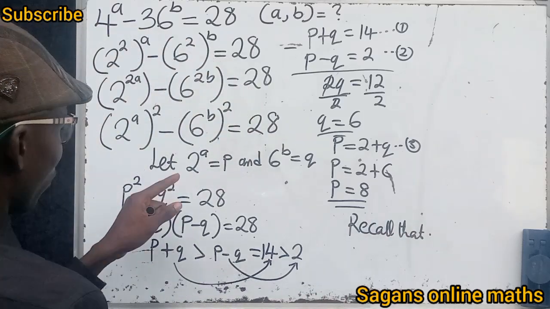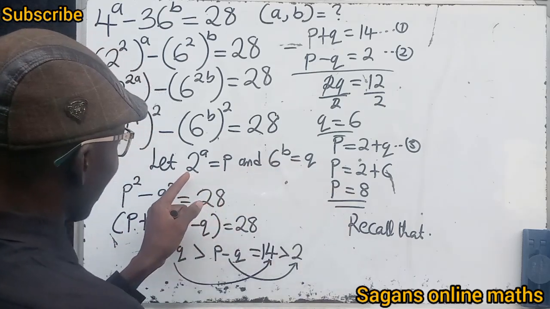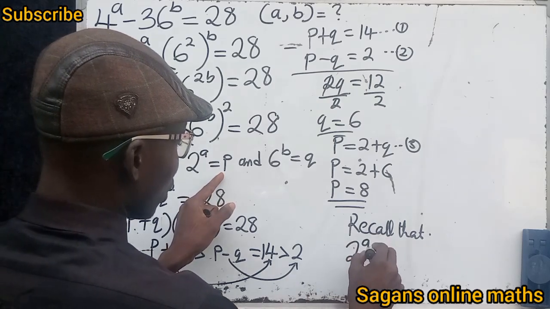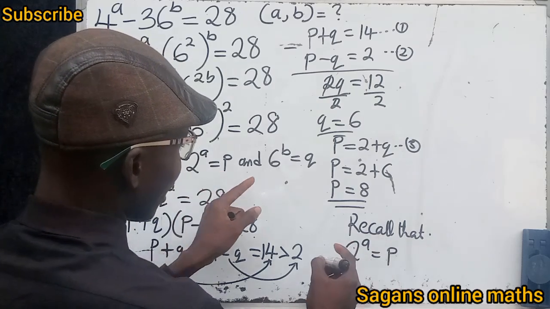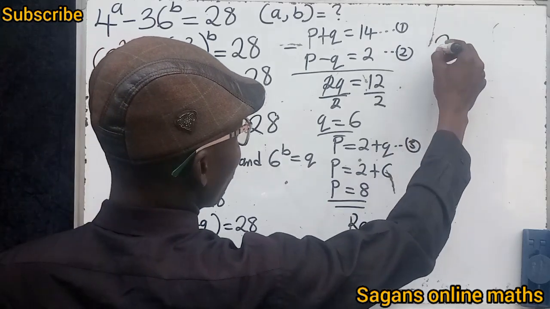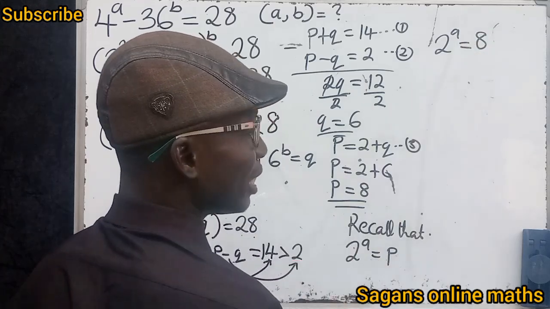Now let's recall from here that p is 8. And here I said let 2 raised to the power of a equal p. Now remember that 2 raised to the power of a is equal to p. See that our p is 8. That means 2 raised to the power of a is equal to 8.